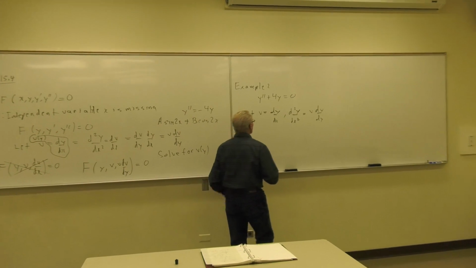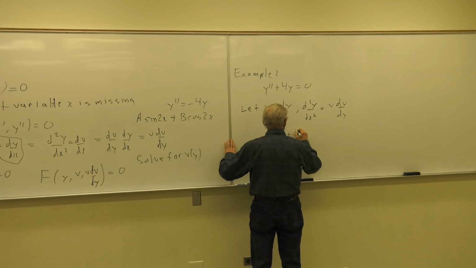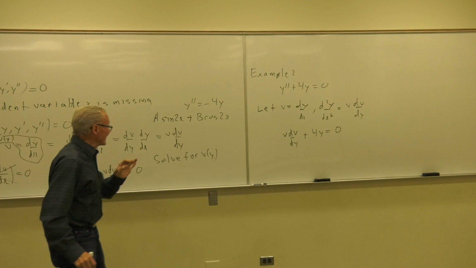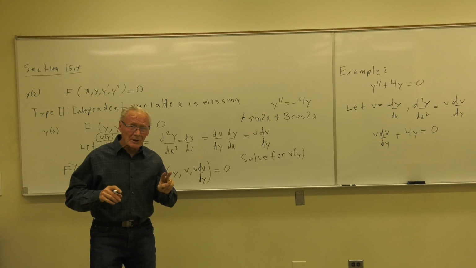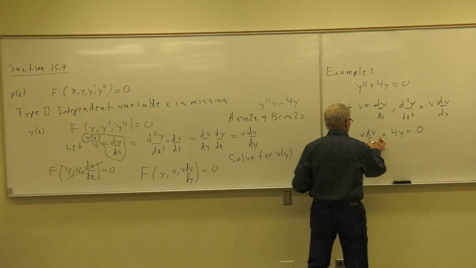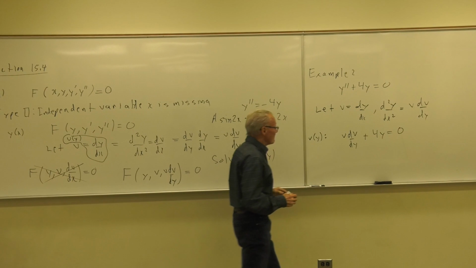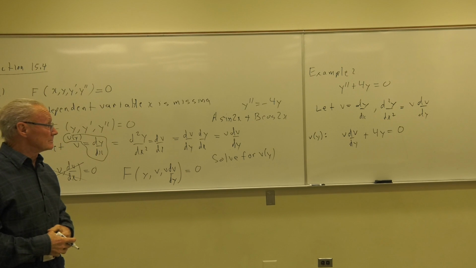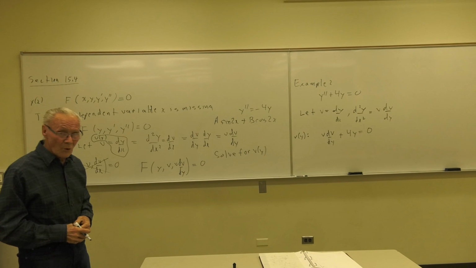So what do we get? We get v dv dy plus 4y is equal to 0. In first order, remember both techniques, both types are supposed to reduce you from a second order equation down to 2 first order ones. So this is our first order one. We want to solve it for v as a function of y. So you're going to ask, is it linear? Is it separable? Is it linear? The answer is no.